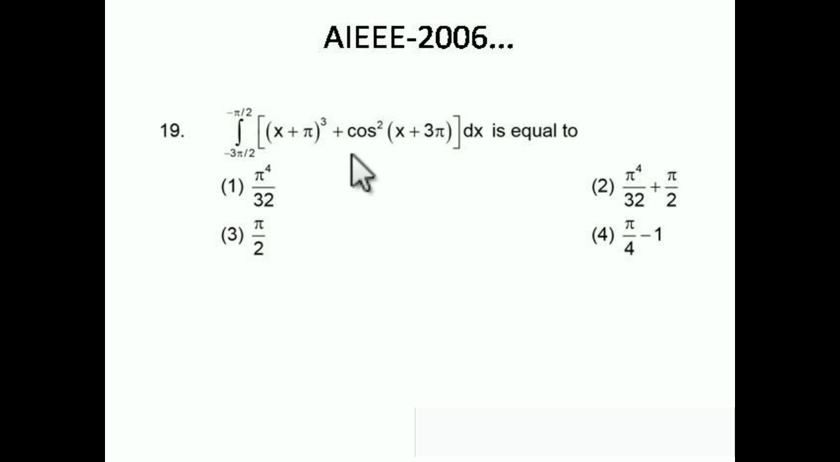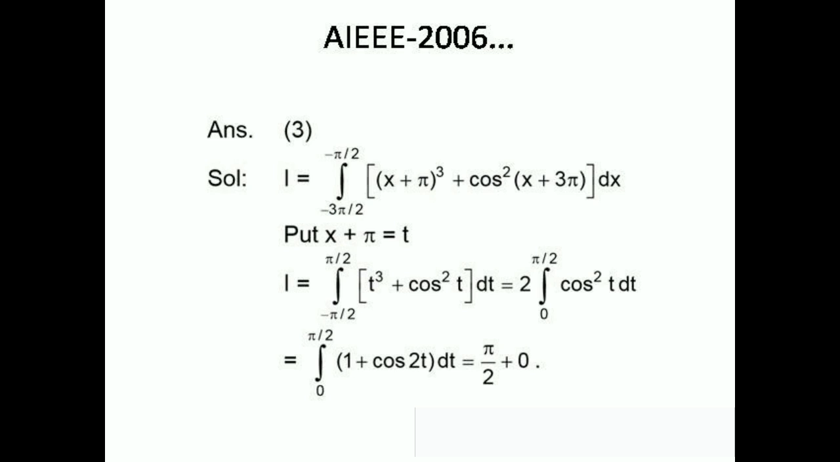Now what we do, we just take x plus pi is equal to t. Here also x plus pi is equal to t. That means dx is equal to dt. So we have t cube plus cos square of (t plus 2 pi), and we all know that t plus 2 pi, that means in the first quadrant, cos square of (t plus 2 pi) is cos square t.